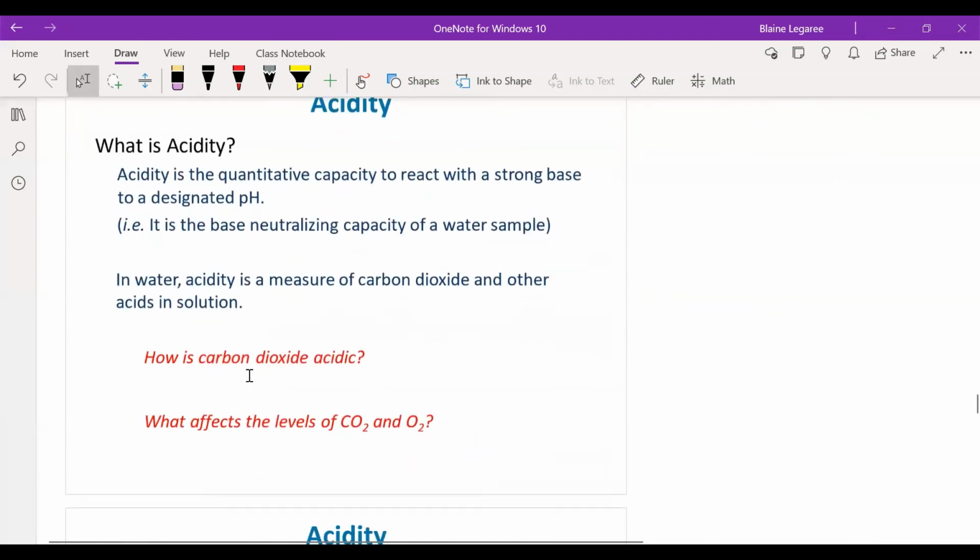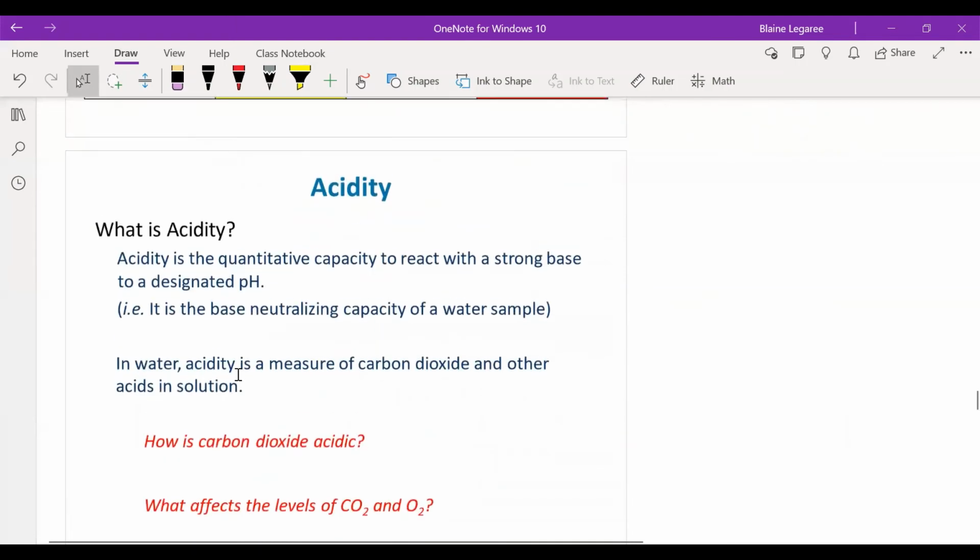So let's talk a little bit about acidity. When we're talking about aqueous things, we're often talking about the concentration of hydrogen ions. But more of a definition of acidity, of course, is the capacity to react with a strong base. So in water, acidity often has something to do with carbon dioxide.